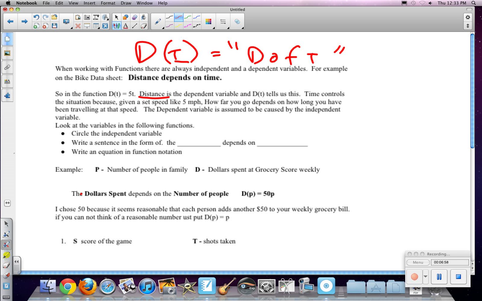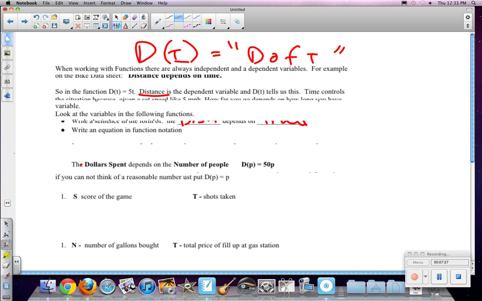So I want you to look at these variables below and think about which is the dependent variable. I want you to circle the independent variable. In this case, it would be time. And then I want you to write a sentence in the form of: the distance depends on the time. And then I want you to write an equation for that function. So for example, here's a little example.